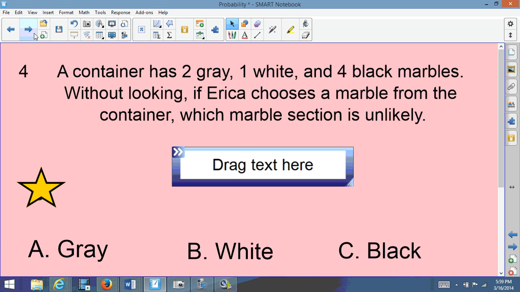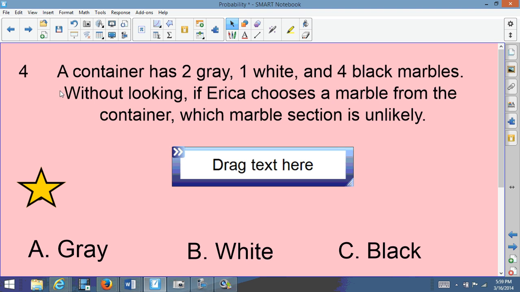Here's another question you can try for yourself. A container has 2 gray, 1 white, and 4 black marbles. Without looking, if Erica chooses a marble from the container, which marble selection is unlikely?